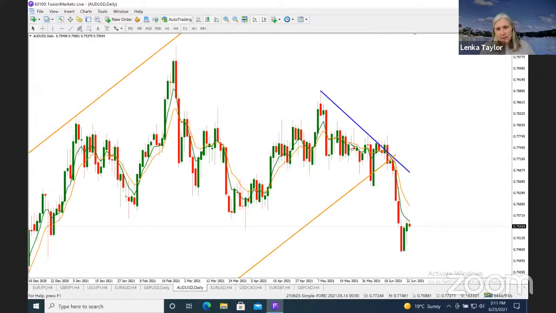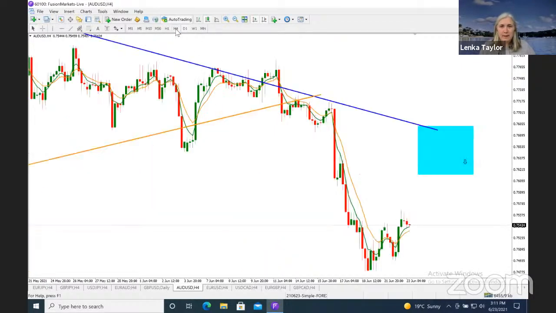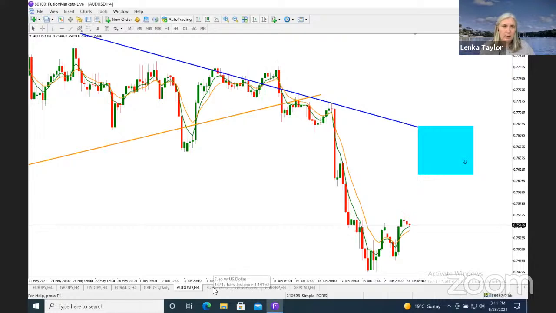So on the daily, we now have the price coming down. So I'm looking for it to reverse back up to this level or around this area, and then looking for a short. So somewhere there, something like that. Or at least a little bit more of a pullback up for a reversal. And now I'm looking for a short on Aussie USD.